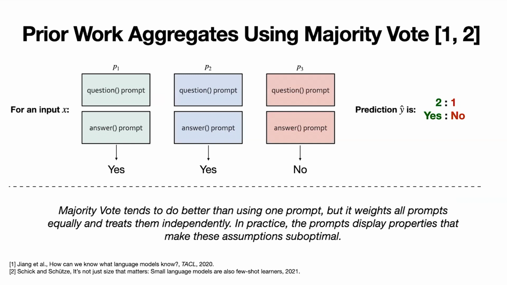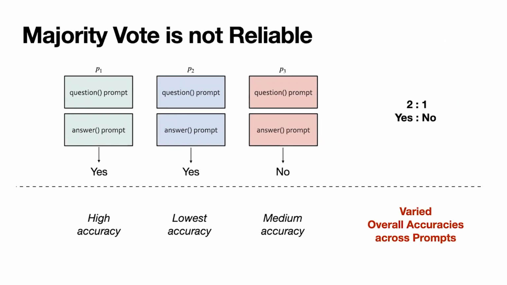Prior work aggregates the votes using majority vote, which on the slide, by a simple 2-to-1 majority, we can see that the label yes would be chosen for our example X. Mathematically, majority vote means that all prompts get equal voting power and are treated as independent voters. In our work, we show these assumptions do not hold. First, different prompts are of different quality. Intuitively, we should weigh the votes of higher quality prompts more.